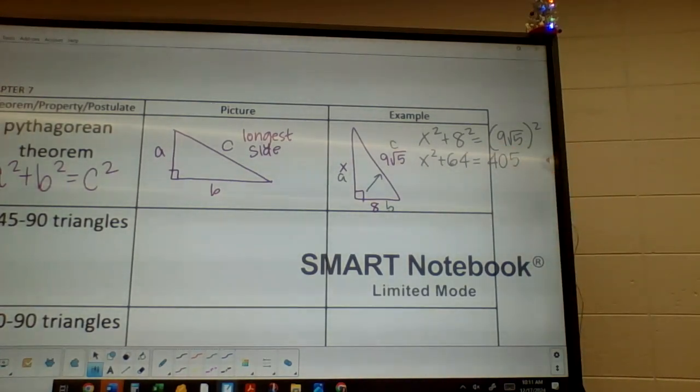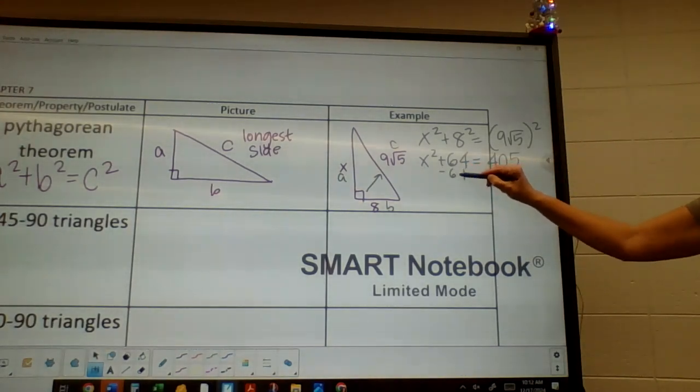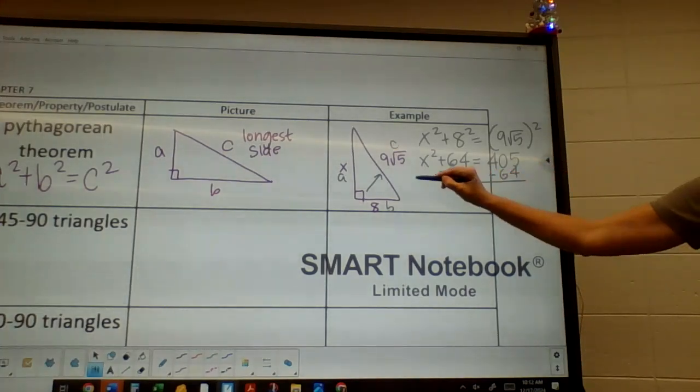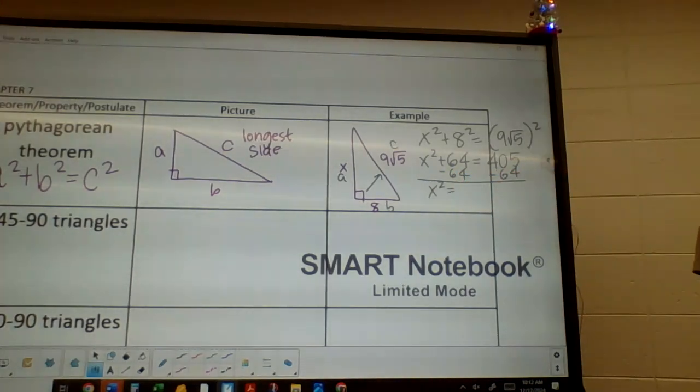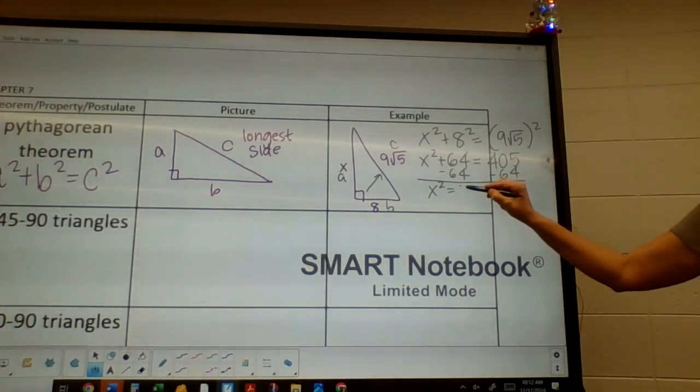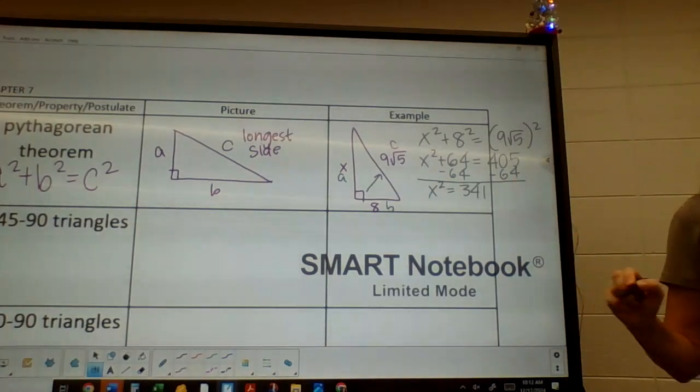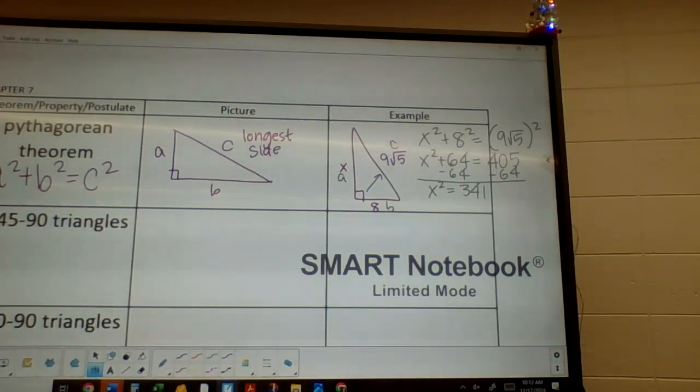So when you're squaring 9 square roots of 5, I highly suggest practicing putting that in your calculator, because that's a really commonly missed question on our chapter test. Anyone need help with that? Let me know. The biggest thing is putting parentheses around the whole thing and then hitting square. So we're going to solve this. We're going to move the 64 over. And I should get 341. And then we're going to take the square root of each side.